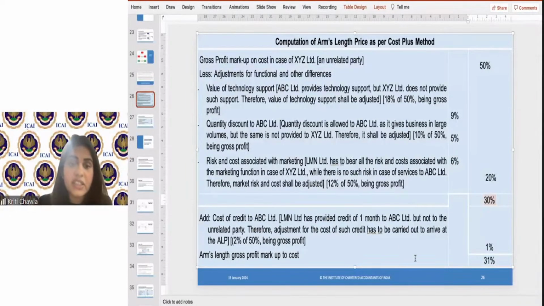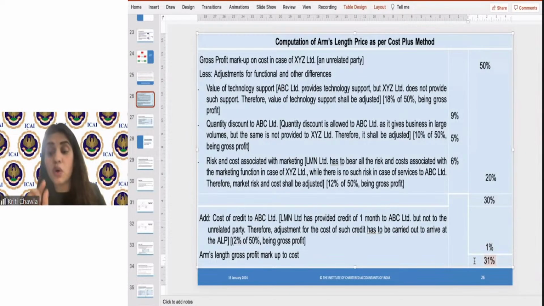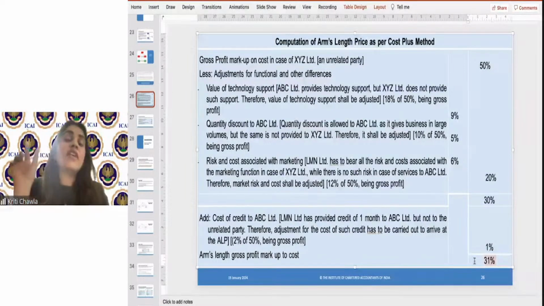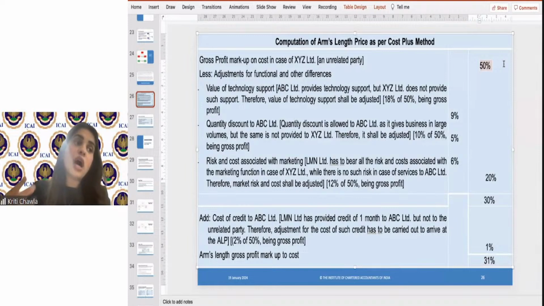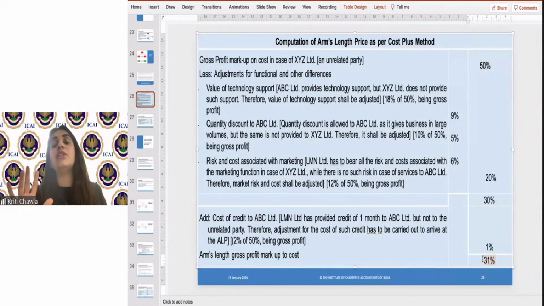But there was a credit adjustment because there were 4 adjustments. So we'll have to add the credit adjustment, which is 2% of 50%, which is 1%. So that basically means that the arm's length gross profit margin was 31%. That basically means that if unrelated parties are charging 50%, and we adjust it to our situation, the ALP gross profit margin should have been 31%. That should have been charged by everyone in the industry.